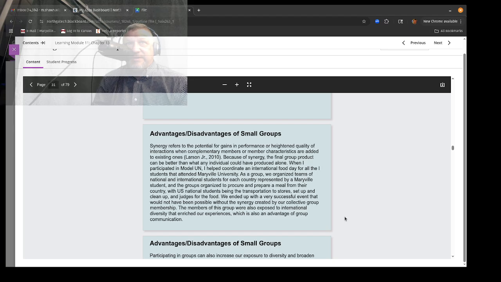I mentioned synergy a bit ago. I just realized that I didn't define it. So synergy refers to the potential for gains in performance or heightened quality of interaction because of team members complementing each other. And I don't mean, oh, you look nice today. I meant literally their skill sets complementing the other skill sets or member characteristics, meaning the team is better than the sum of its parts. Because of synergy, the final group product is better many times than what any individual could have produced alone.